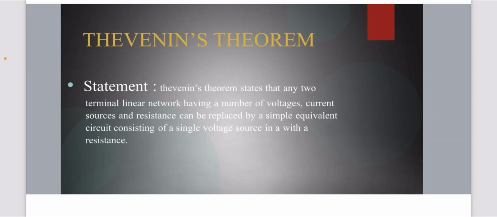First theorem, Thevenin's theorem. The statement of Thevenin's theorem is: Thevenin's theorem states that any two-terminal linear network having a number of voltage and current sources and resistances can be replaced by a simple equivalent circuit consisting of a single voltage source with a resistor.